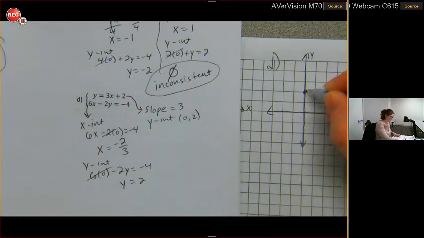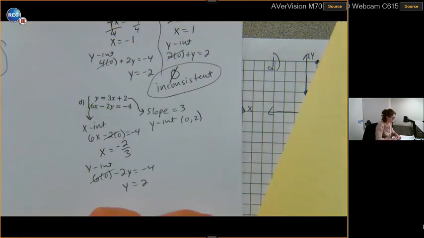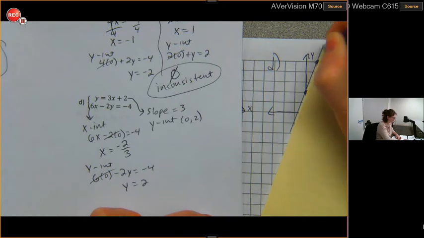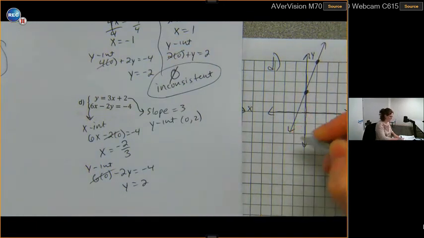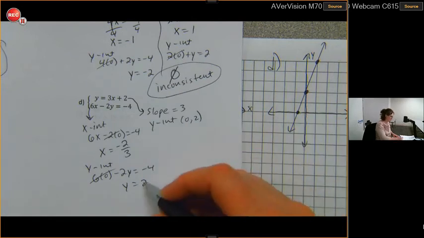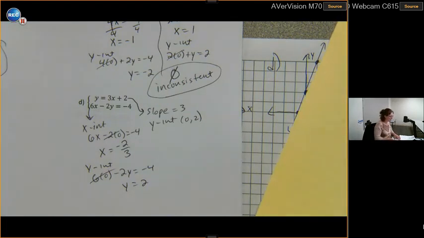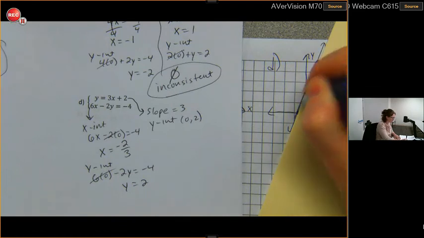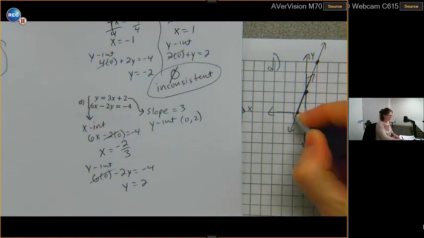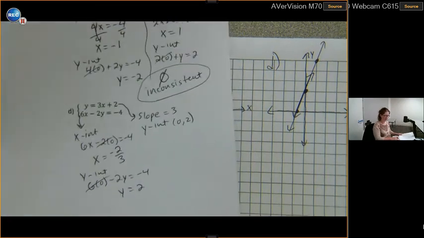Y-intercept of 2, slope of 3 over 1. And then I have x-intercept of negative 2/3, y-intercept of positive 2, and I notice that those points are on the same line that I've already drawn. So I have 2 lines that overlap. This is called coincident. This means that this is a consistent system with dependent equations.